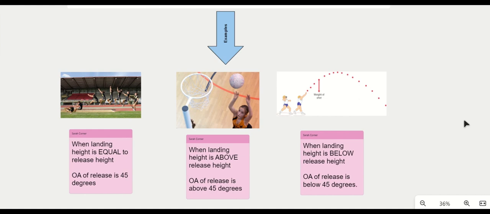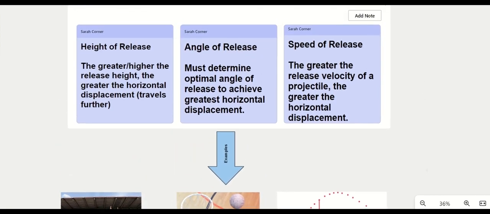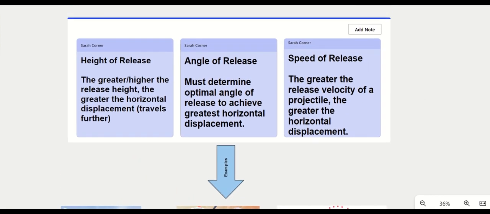When the landing height is above the release height, something like a netball or a basketball shot or a bunker shot in golf, where you've got to almost loop the ball, the projectile, up and in, the optimal angle of release is above 45 degrees. And when the landing height is below the release height, the optimal angle of release is below 45 degrees or less than 45 degrees. And then just if we nip back up here again, there's just one final factor that we haven't looked at yet, and this is the speed of release.